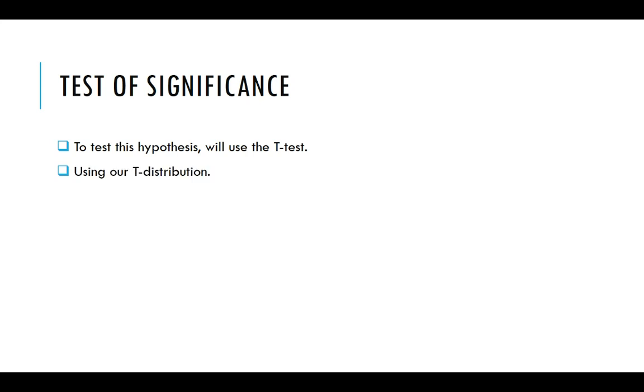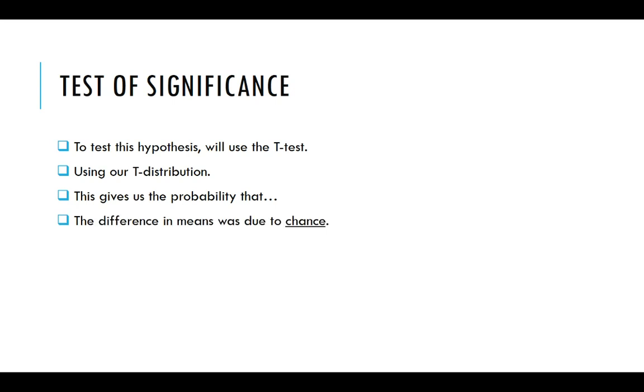You did it using that t-distribution, right? We have this t-distribution we've learned a little bit about. Remember, our t-distribution is going to give us the probability that the difference in means that we observe was due to chance. So we're trying to get a sense of, hey, is there a real difference, a statistical difference, or is it really just a difference that's due to chance? So this ties into this t-distribution that we're going to learn how to use.